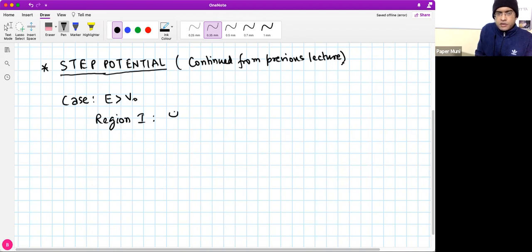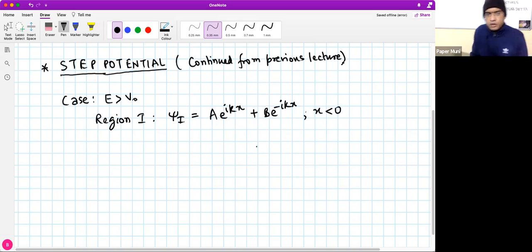So in region 1, we had this wave function, which is equal to A e^(ikx) plus B e^(-ikx), and x is less than 0. So region 1 is x less than 0. Now in region 2, what happens?